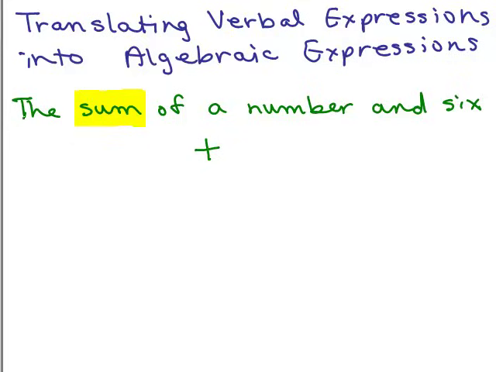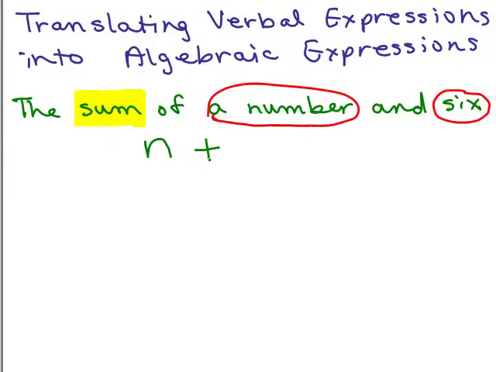So if we read this, the sum of a number and 6 makes sense. If you have a sum, you've got two things. So the two things we have is we've got a number and 6. Usually it's separated by that word and. Okay, so what do we call the number? Well, let's just use a variable. I'm going to use n for number. So we could write n. That's one part of the sum, and 6 is the other part of the sum. So that's how we would write the sum of a number and 6.